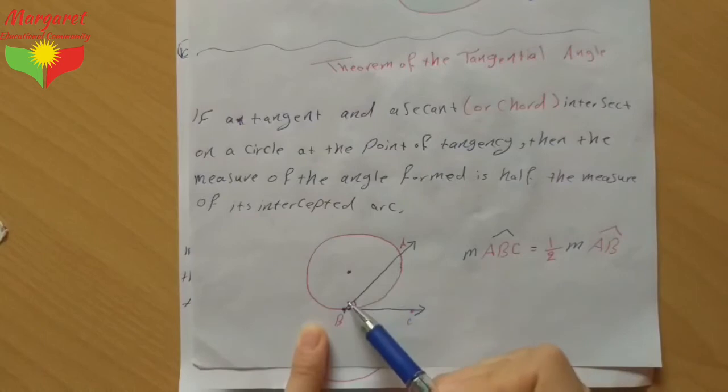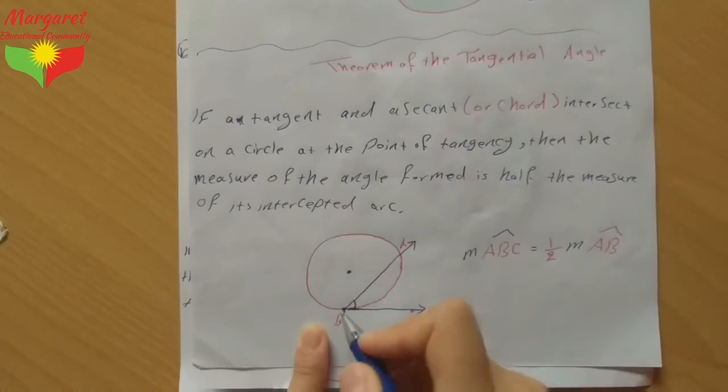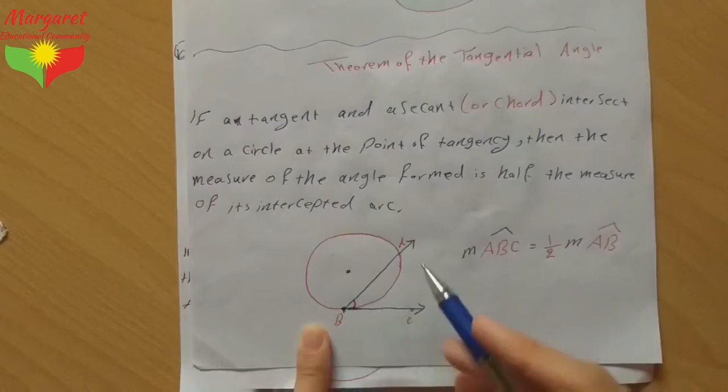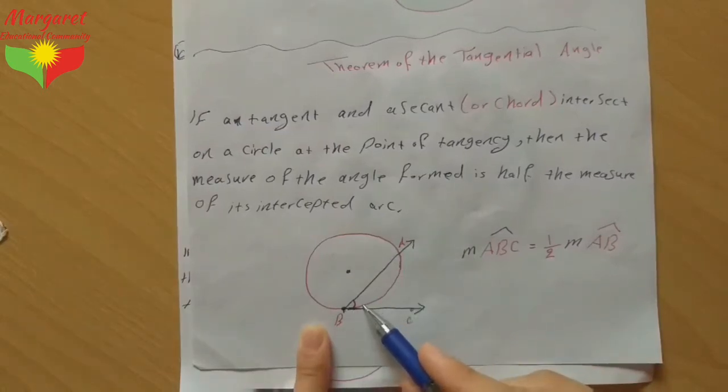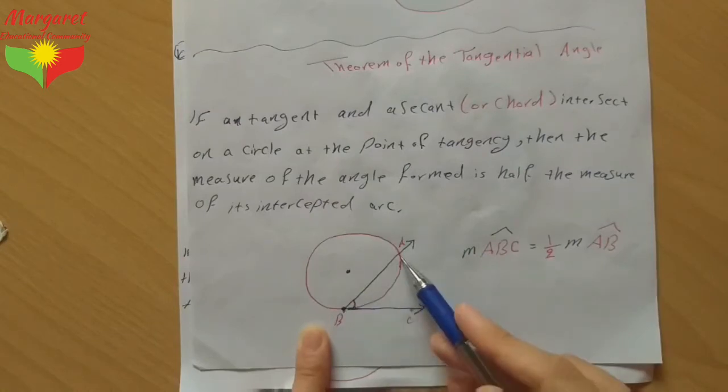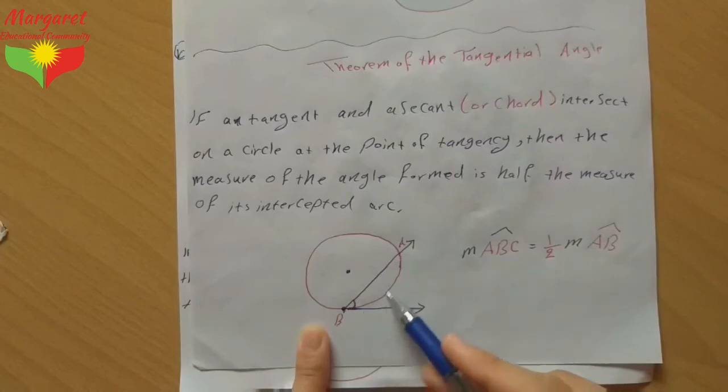If a secant or tangent line intersect on a circle at the point of tangency, the point B is called the point of tangency. And the angle made is called a tangential angle. To find the measure of a tangential angle, always the measure of an angle equals half the measure of the intercepted arc.